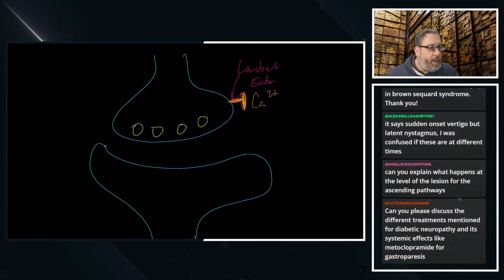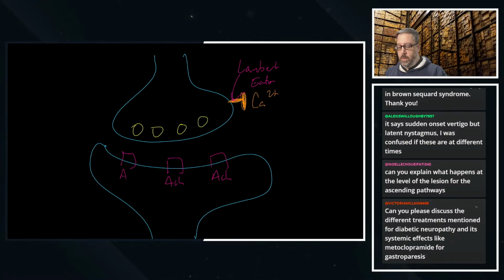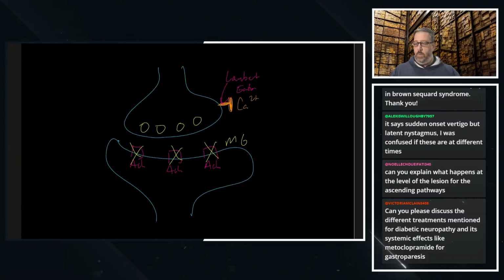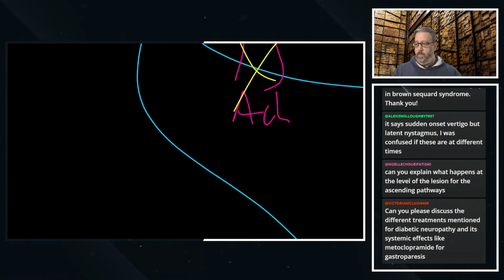So I hope that answered that one with regards to Lambert-Eaton. But with myasthenia gravis, remember, myasthenia gravis is a problem with the acetylcholine receptors. Myasthenia gravis knocks them out, so less acetylcholine can do things, so they fatigue out faster. Let's go to a different one.